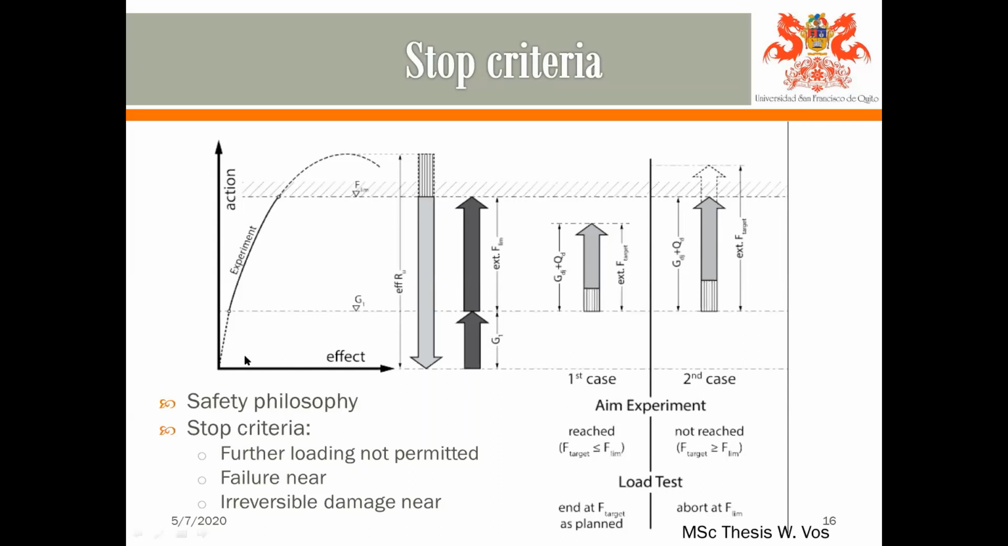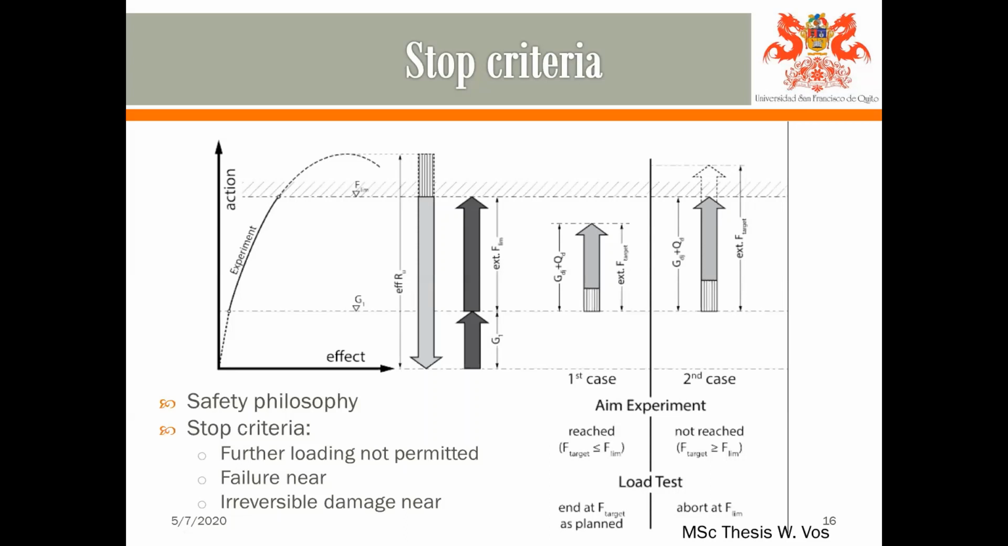And as I said before, if you start to see nonlinear behavior, well, that's a sign that something is going to happen to the structure if you continue loading. So that sign, that threshold limit that you observe in the measurements, is what we call a stop criterion. If you reach a stop criterion, then you cannot continue loading. It can either mean that failure is near or that irreversible damage is near.